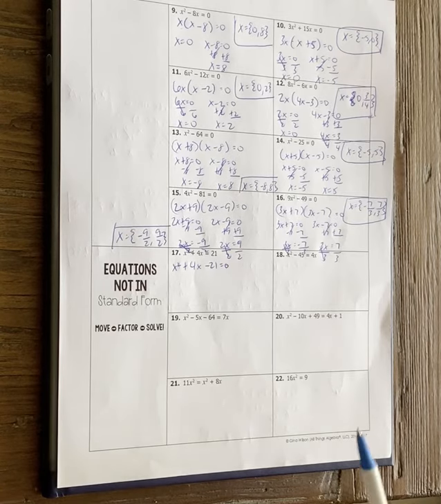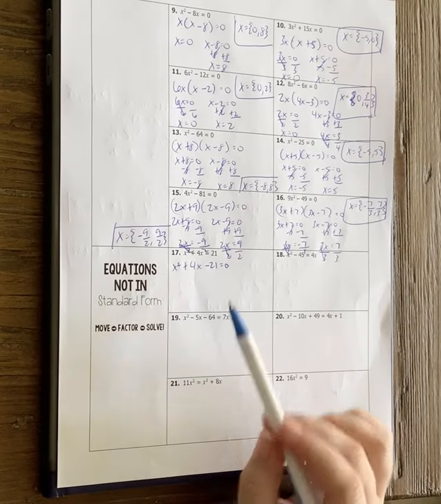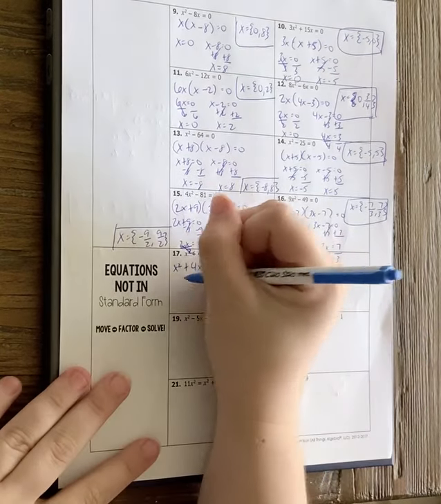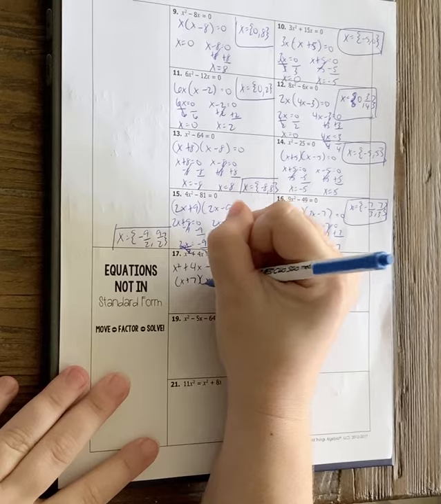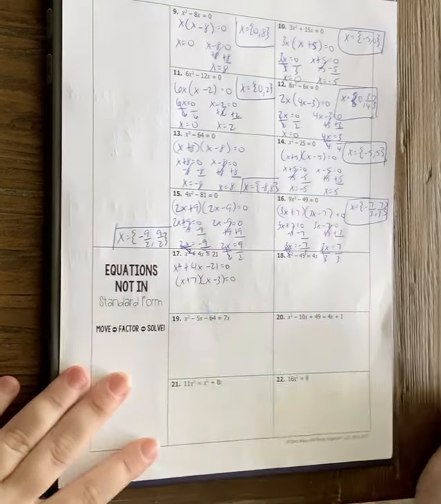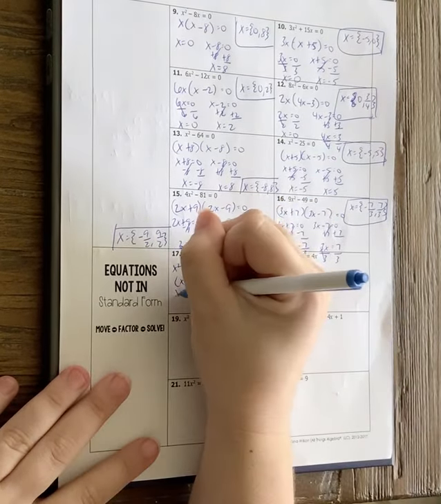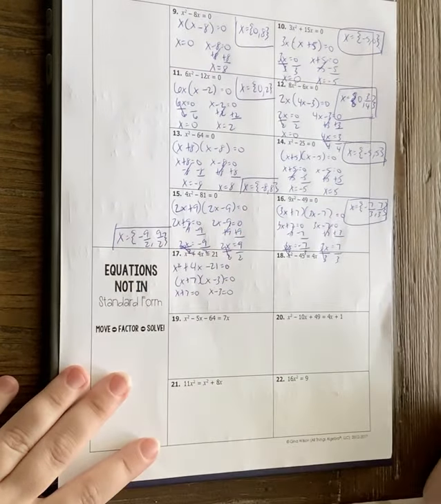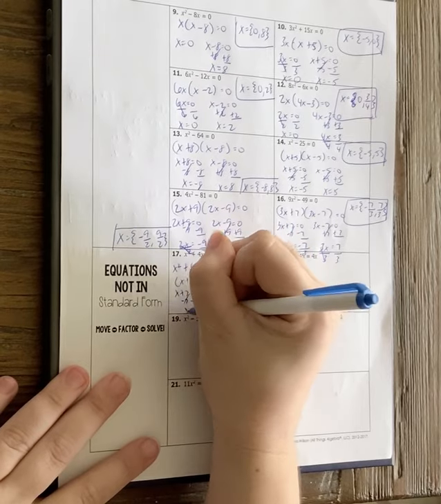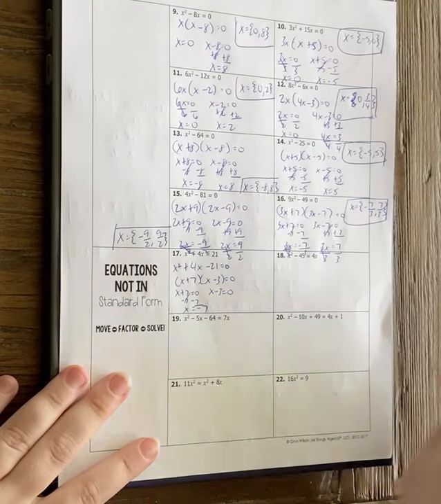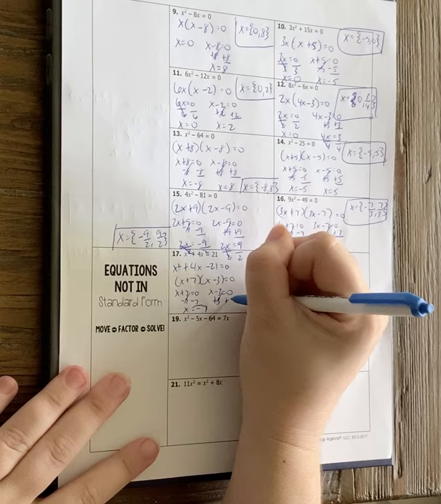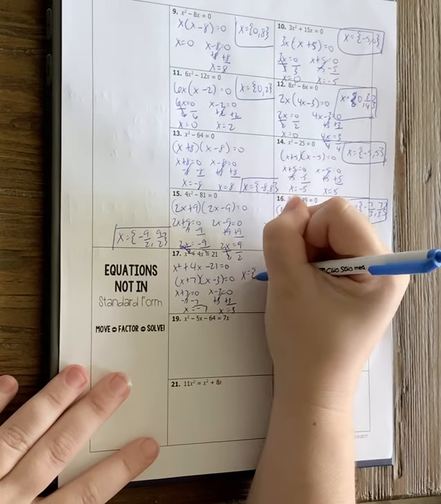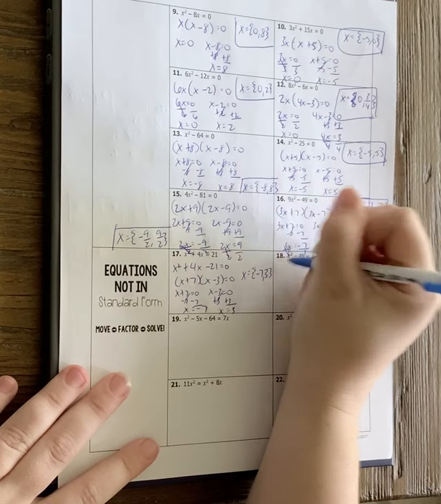So what multiplies to give you negative 21 and adds to give you 4 is 7 and negative 3. So you have x plus 7 and x minus 3. And then you set them equal to 0 and solve. So x plus 7 equals 0, x minus 3 equals 0. Subtract 7 over. So x equals a negative 7. Add 3 over. So x equals a positive 3. So our solution set is negative 7 and a positive 3.